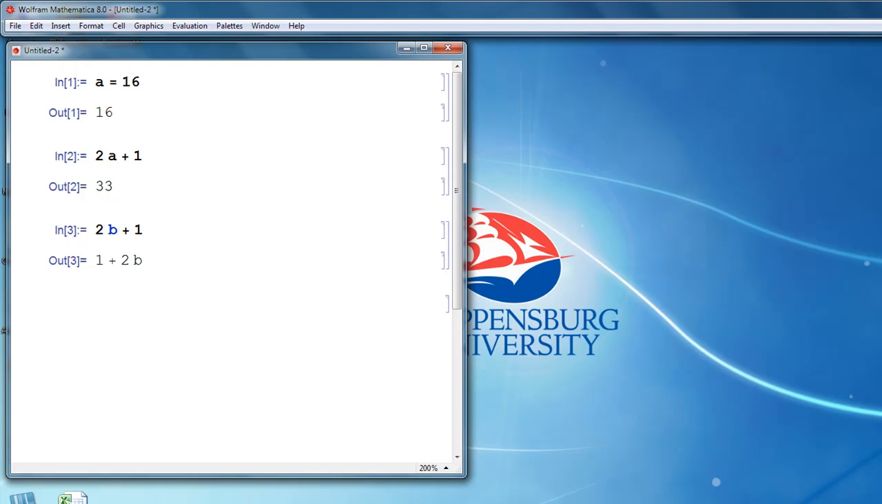If we decide we want to clear a variable and erase the value that has been assigned to it, the command we want to use is Clear. So capital C, Clear of a, and if we hit enter, we don't get any output, but notice that all of the a's that we've typed so far turn blue.